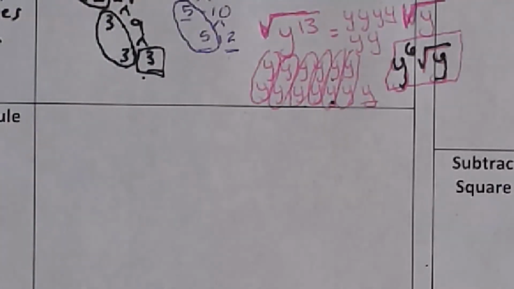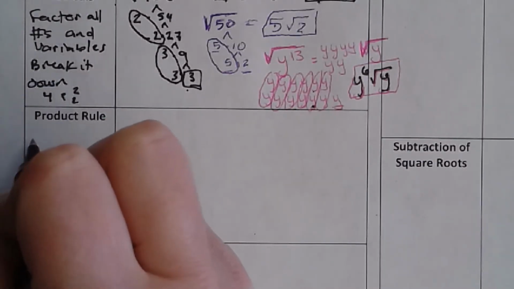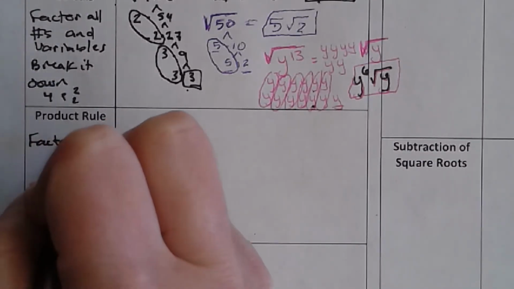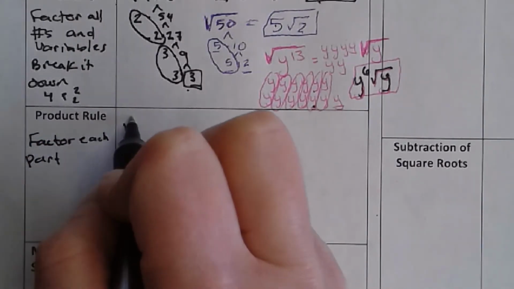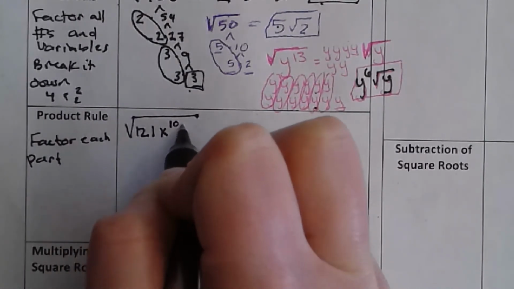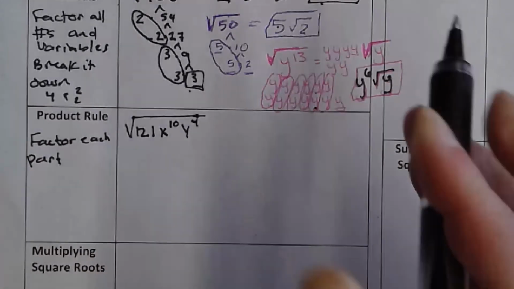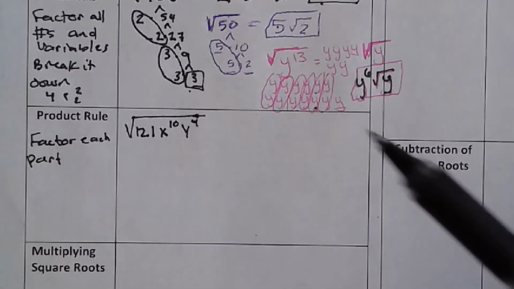On this next one, okay, the product rule is actually the same. We're just going to make it a little bit different. This one is going to factor each part. Okay, so let's start with a nice one. If I had square root of 121, x to the 10th, y to the 4th. So the only difference between our first example and these examples is now that it's got multiple things.